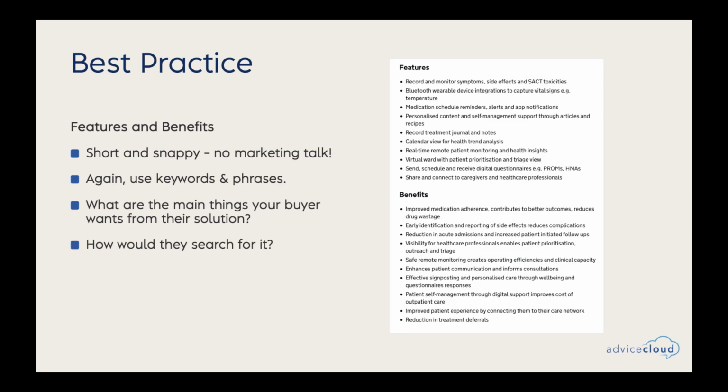You then have your features and benefits. You have 10 features, 10 benefits. Again, short and snappy. We don't want to see any marketing or sales waffle in there. You have an opportunity in each one of those features to have 10 words within them. So we look to use keywords and phrases. What are the main things your buyer's going to want from the solution? And how do they search for it? How are they going to search for it? Because each one of these is going to return.